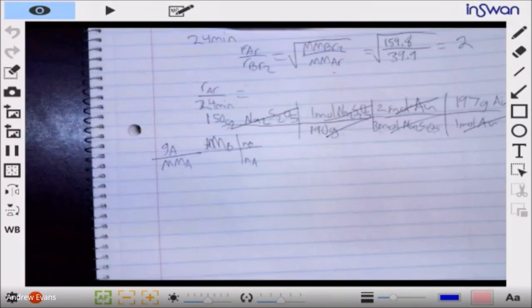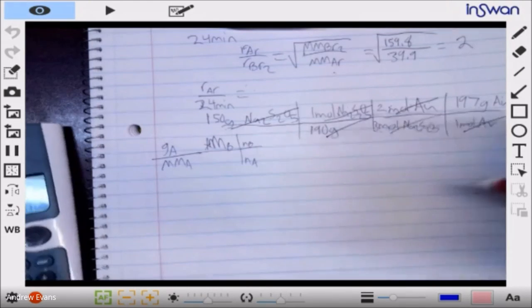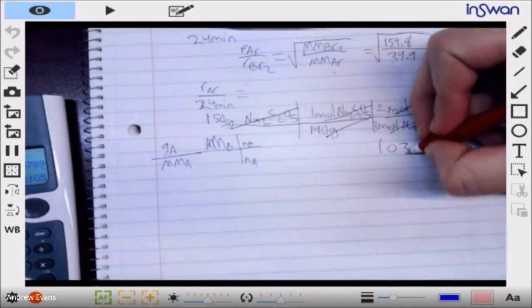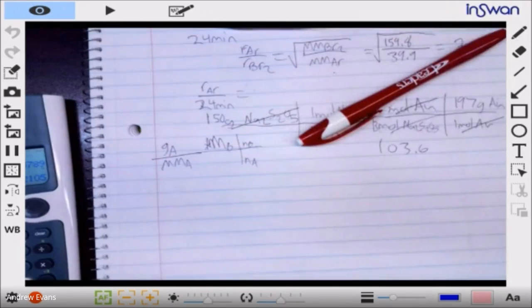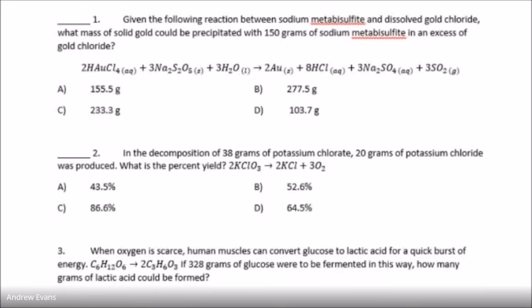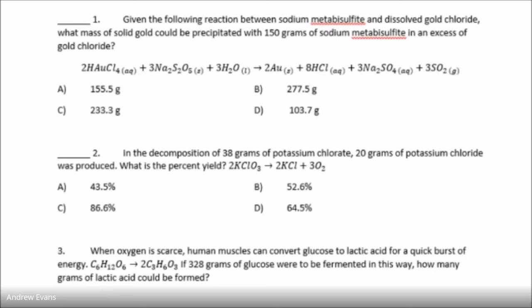So 150 divided by 190 times 2 divided by 3 times 197. You do that, your answer is 103.6 or close to 104. And so the correct answer for the first one was D. That's all the time we have right now. We will pick this up right on Friday with number 2. We don't need the HCl. We don't need anything else. We're just turning it from sodium bisulfate, which is this compound, to gold, solid gold, which is that compound.